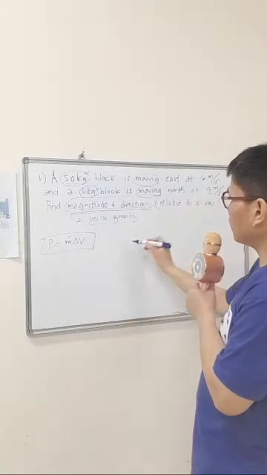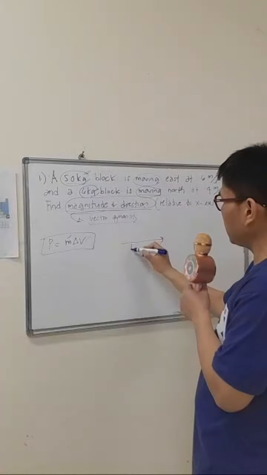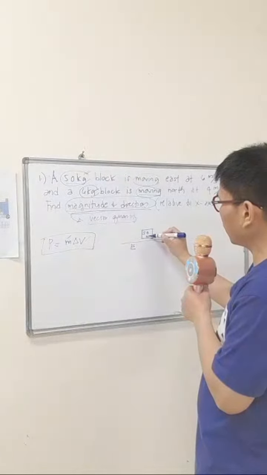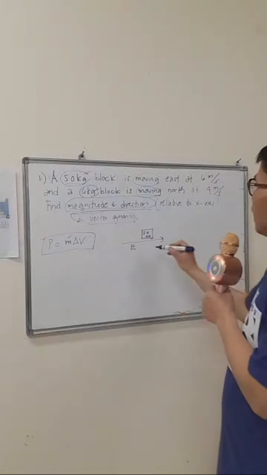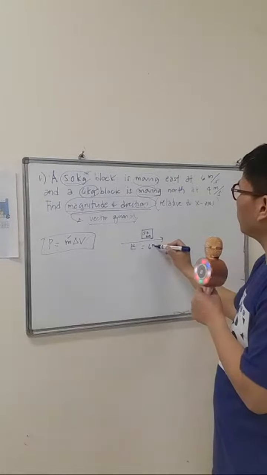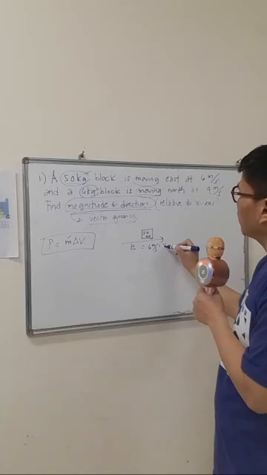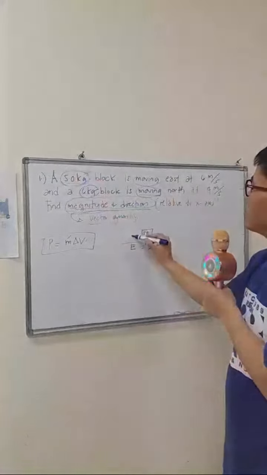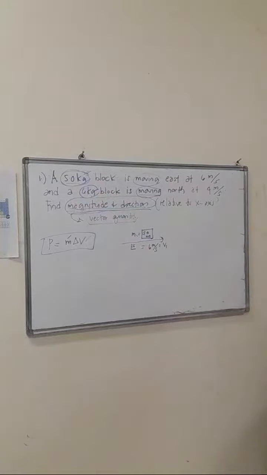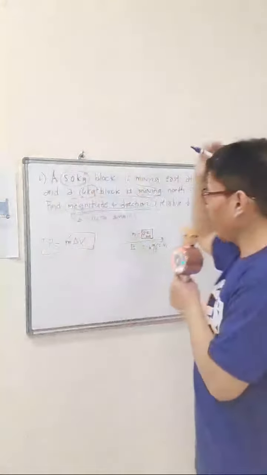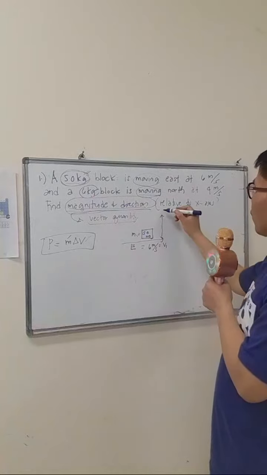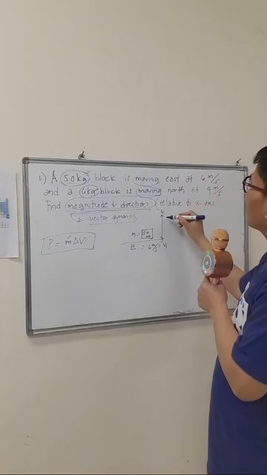A 5 kilogram block is moving east. This is the block moving to the east, so this is 5 kilograms, at a velocity of 6 meters per second. Meaning this is the V1, the object 1, which is 5 kilograms, meaning this 5 kilogram is also the mass 1. And after that, a 6 kilogram block is moving north, so the north is at the top. So it will create a right triangle.